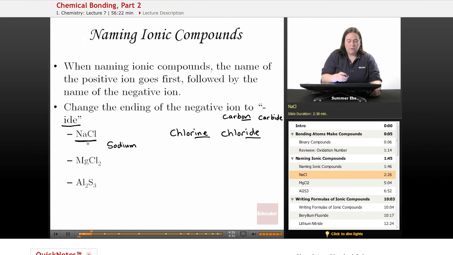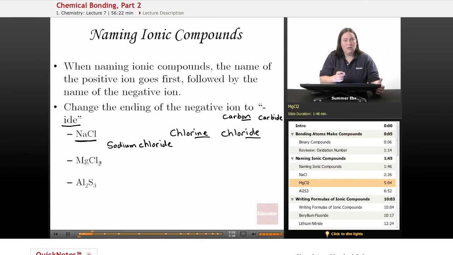All right, so we have sodium and then the chlorine, which is our negative ion, which we knew from drawing in our oxidation number. Change the ending to chloride. So there we have sodium chloride. The next one, our elements are magnesium and chlorine. If you go back, magnesium is in group 2. It's a positive 2 oxidation number, which means it's the positive ion. So it goes first.